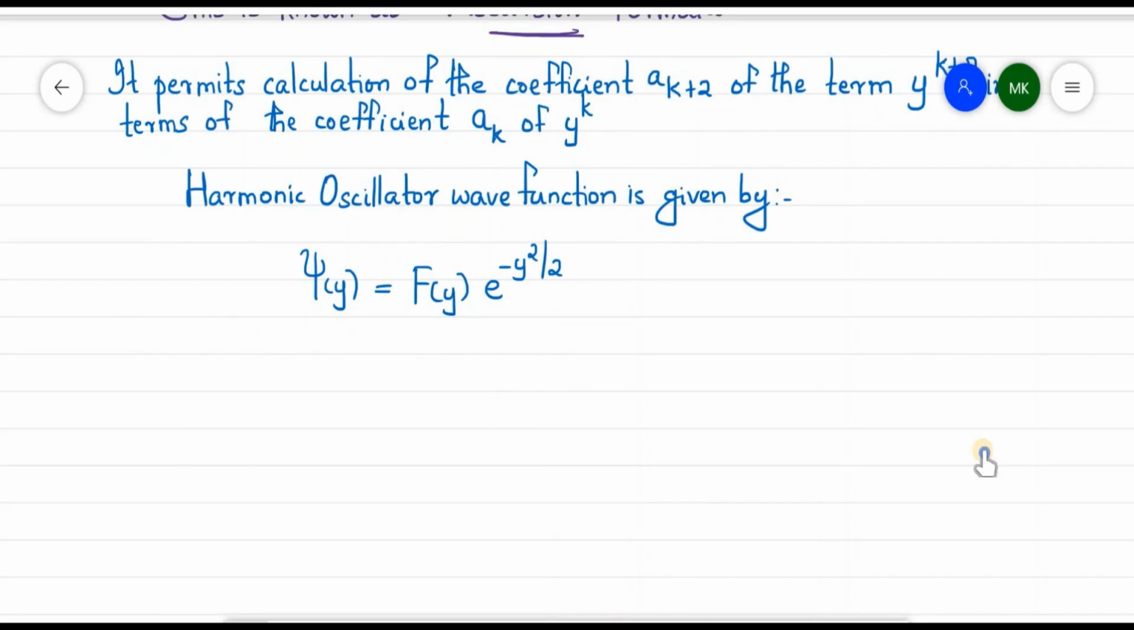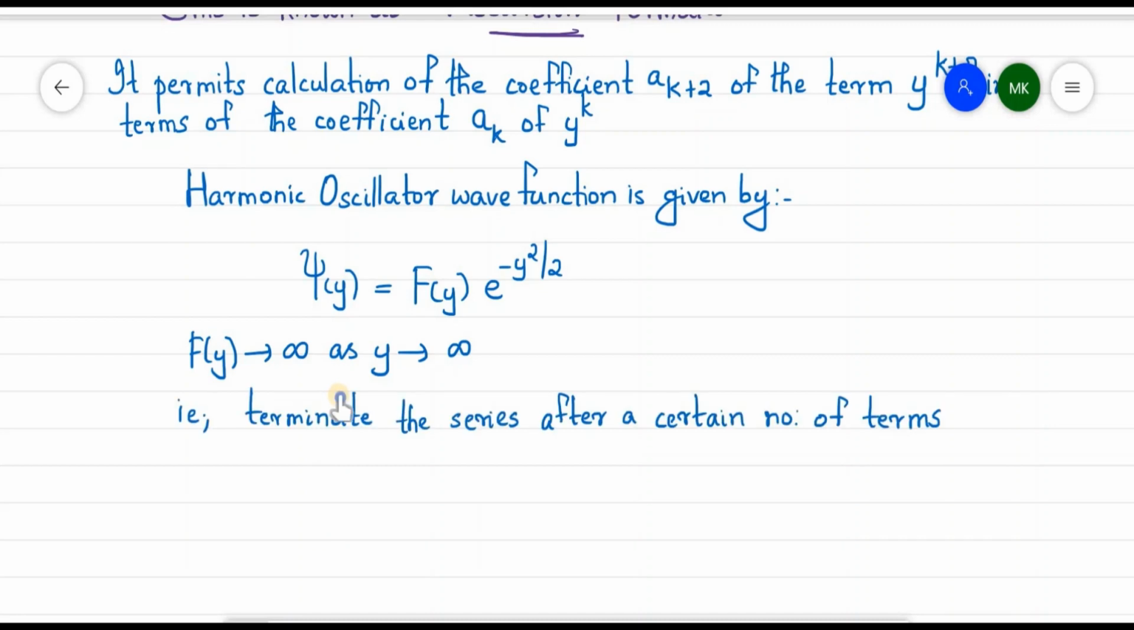Harmonic oscillator wave function is given by xi of y equals f of y e raised to minus y square by 2. The power series will consist of infinite number of terms, and the function f of y will tend to infinity as y tends to infinity. That is, the behavior of the power series for large values of y is unacceptable. So to avoid this difficulty, we have to restrict the number of terms in the series.